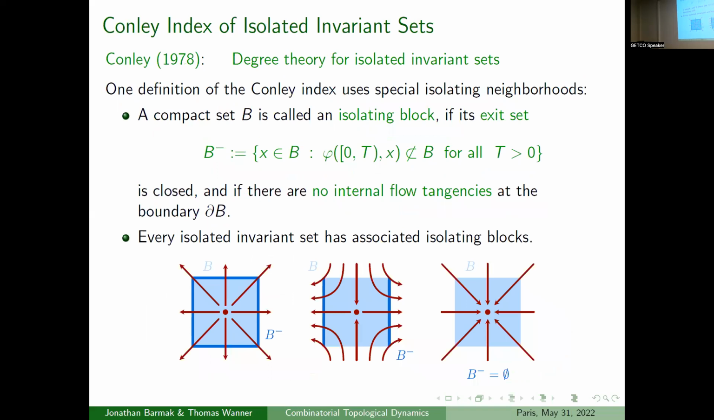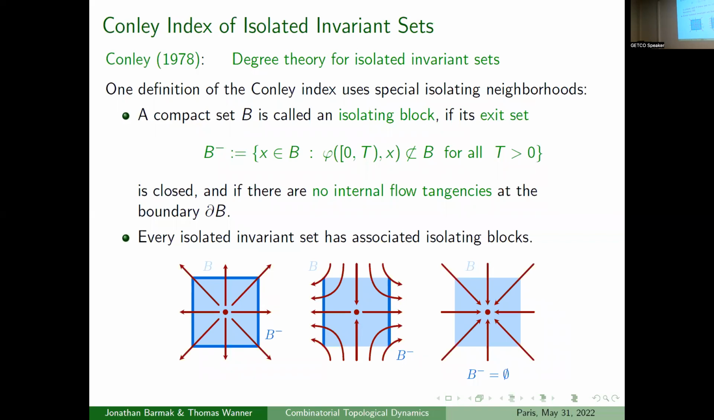What Conley did at the end of the 70s is to come up with a degree theory that in some sense really generalizes the Morse index that we can use to prove existence of invariant sets. And here's how this works. The way I'm going to describe it is only using the notion of isolating blocks. Those are very special isolating neighborhoods.